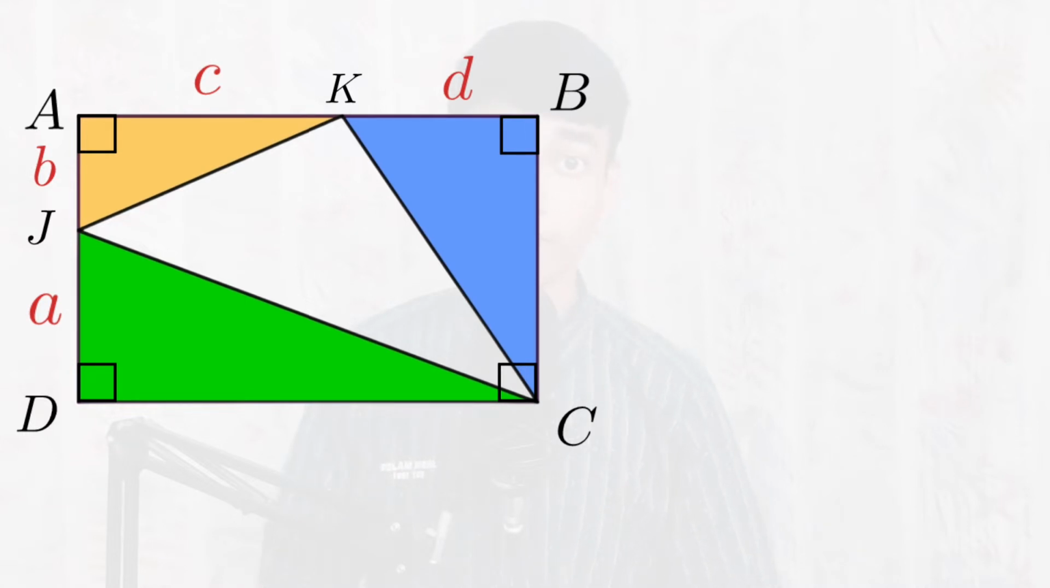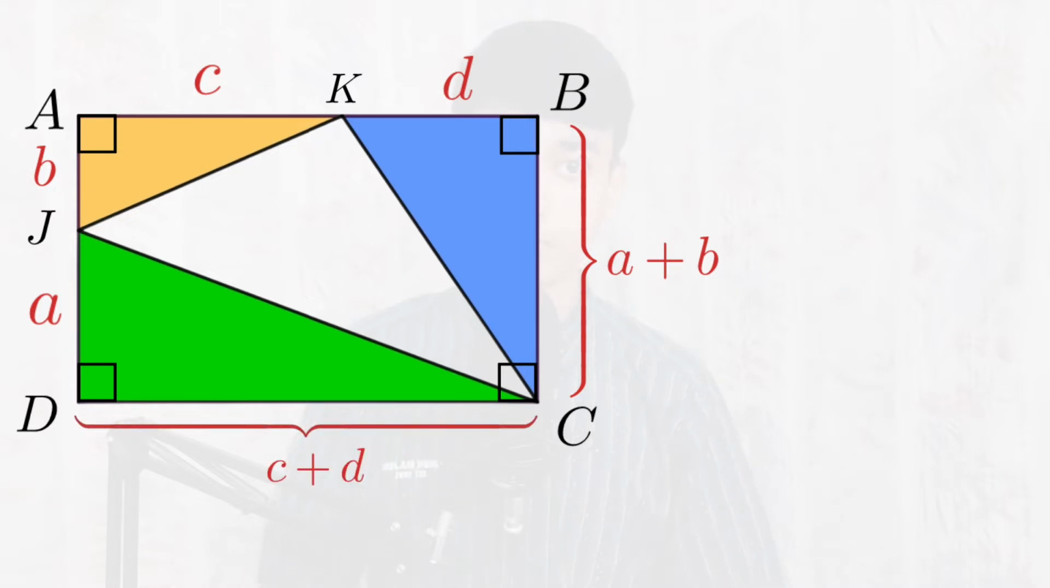Now we all know that in a rectangle opposite sides are equal. Therefore, if the length of AD is A plus B, the length of BC is also going to be A plus B. And if AB has a length C plus D, the length of CD is also going to be equal to C plus D.